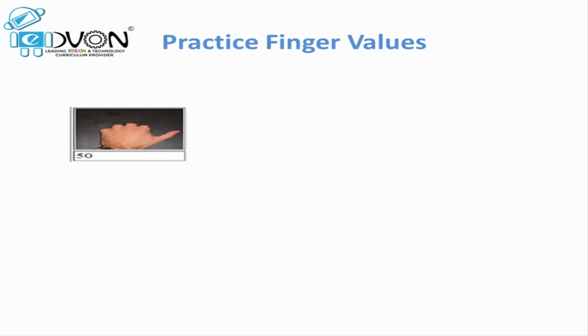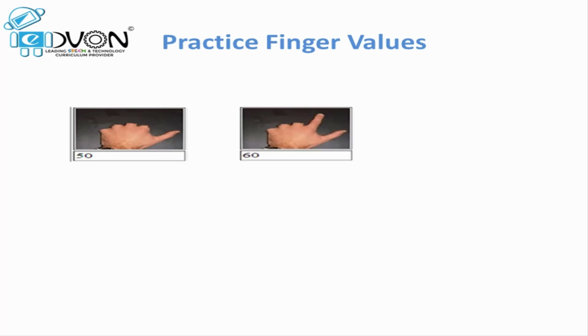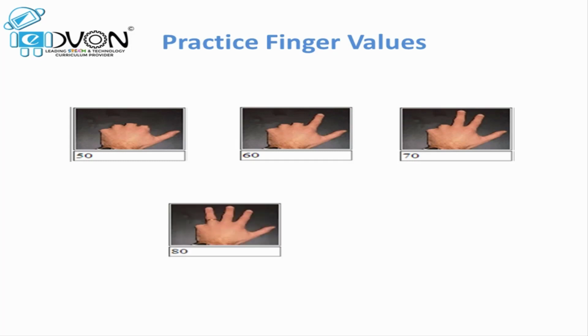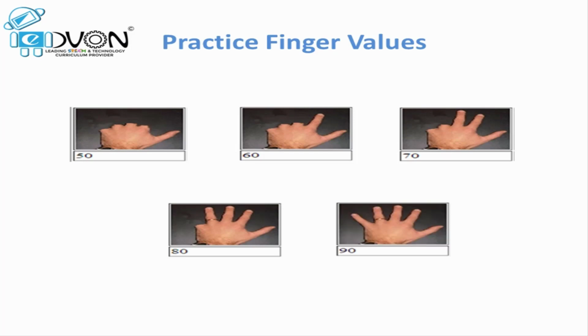For 60, we will open thumb and one finger, that is thumb and pointer. For 70, we will open thumb and 2 fingers, and thumb and 3 fingers represent the value 80. And for 90, thumb and all 4 fingers open represent the value 90.